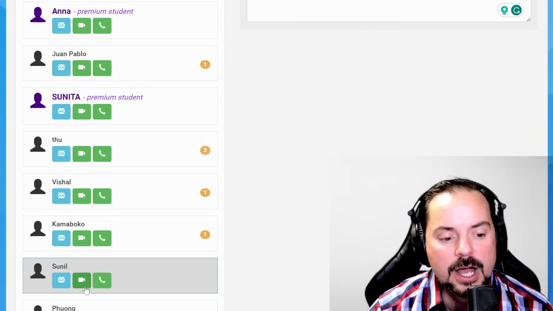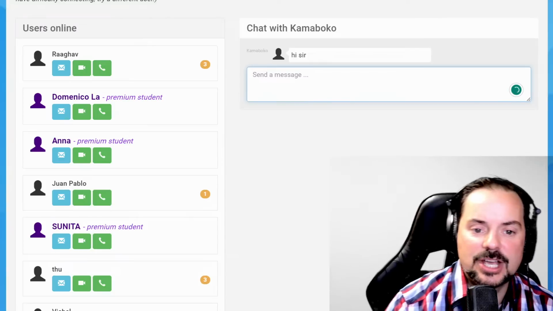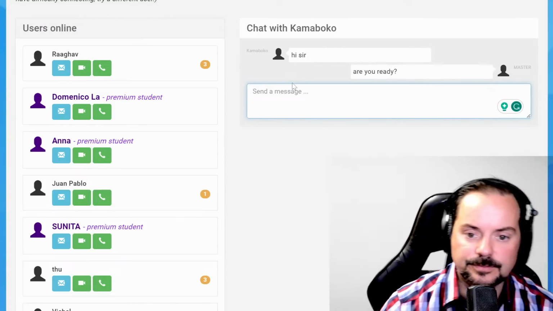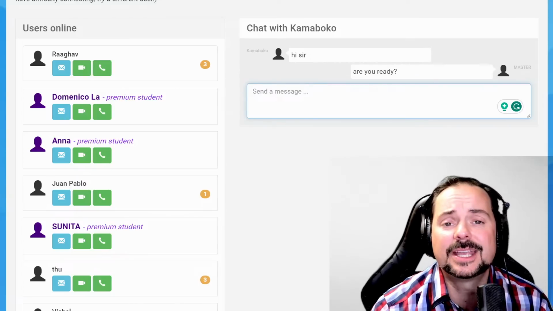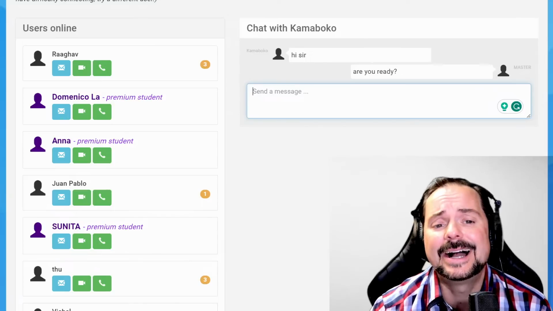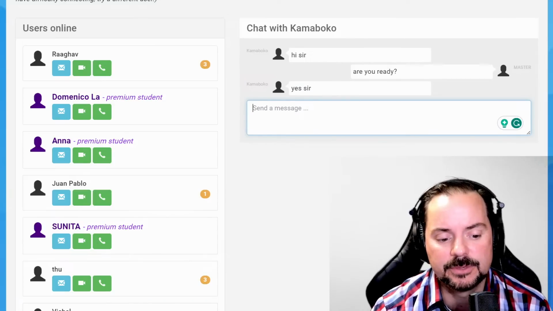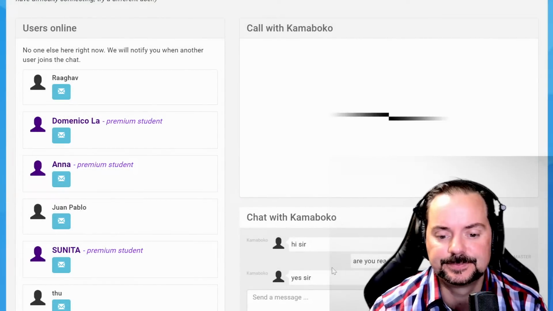Kamaboko has been really active in the chat, so let's see if Kamaboko is ready. Are you ready, Kamaboko? If you're there, let me know. Hopefully we'll be able to find another person. Again, students, when you're trying the system, especially if it's the first time, I highly, highly recommend practicing with someone first to make sure it works, and using a VPN is often a good idea.